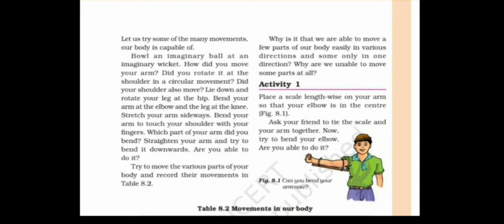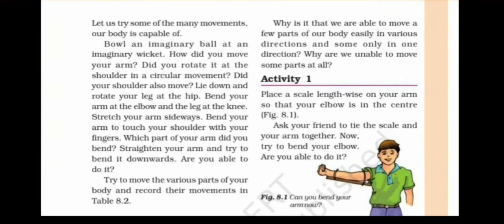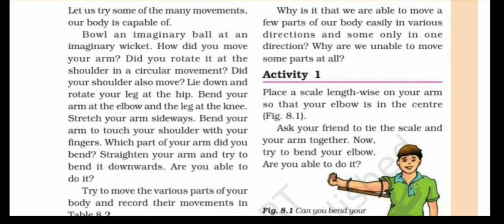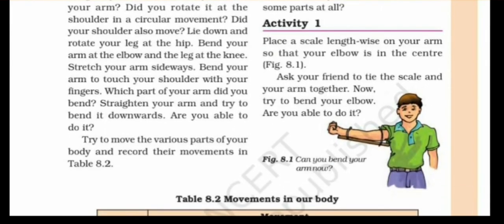Why is it that we are able to move various parts of the body easily in various directions and some only in one direction? Why is it because of that? Because there are different types of bones and joints. Because of that, some of the body parts can be moved completely, while some cannot be moved completely but can be moved partially in one direction, and some of the bones cannot be moved at all. Because of the variation in the joints that you will study here, it is not possible to move in all ways.